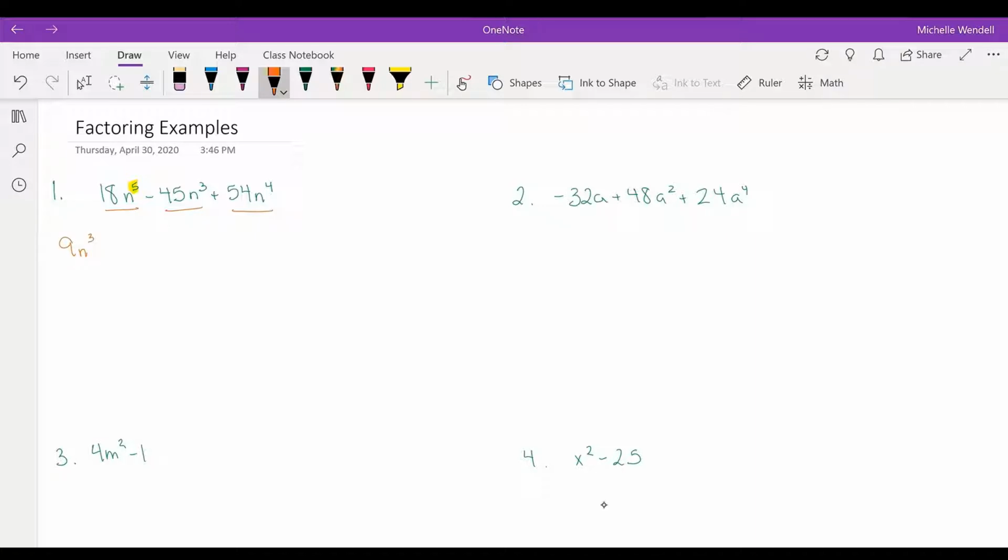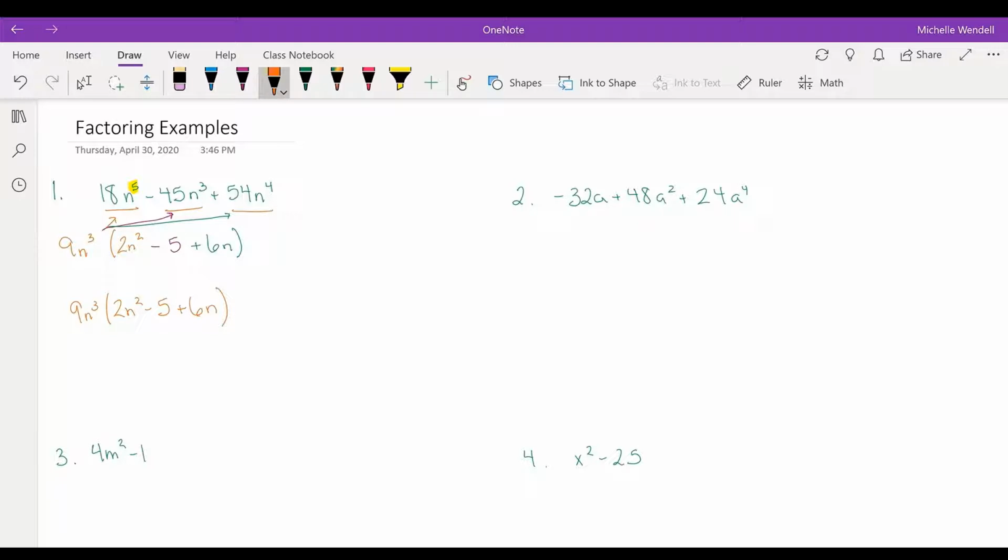And so if I take a 9n cubed out of the 18n to the fifth, I get 2n squared left. If you take 9n cubed out of the second term, you get negative 5. Then if you take it out of the last one, you're left with 6n. So then your final answer would be 9n cubed times 2n squared minus 5 plus 6n. And you can rearrange that if you want, or just leave it like that.